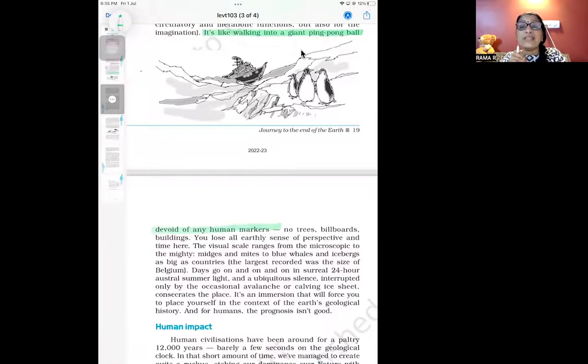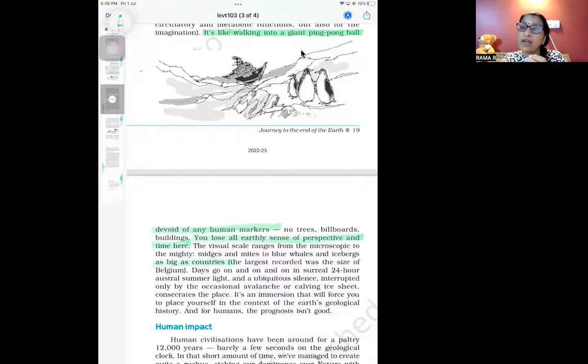No trees, billboards, buildings. You lose all earthly sense of perspective. Earthly sense of perspective मतलब आपको वहां जाने के बाद आपको लगेगा ही नहीं कि you are part of the earth, क्योंकि we are so stubborn. We are so habitual of so much of noise. The visual scale ranges from microscopic to the mighty midges, mites to blue whales and icebergs as big as country.